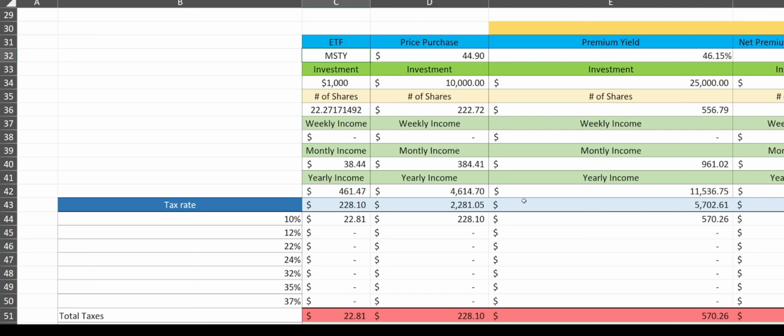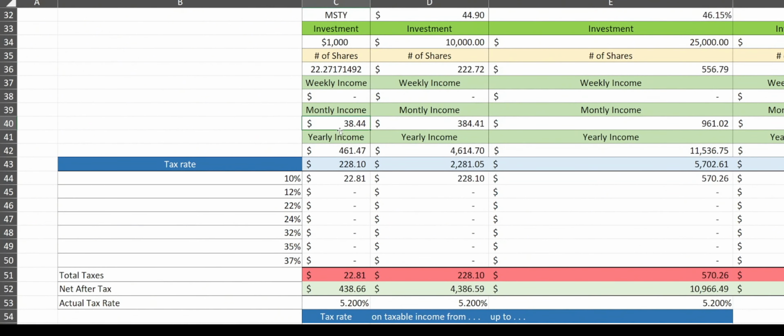So let's start talking about FOMO 1 and discuss these chart details. As we mentioned earlier, we're going to have a share price of $44.90 for FOMO 1. For a $1,000 investment, that's going to be 22.27 shares. Monthly income is going to be $38.44. Over a year, that's $461.47. Because of return of capital considerations, the return of capital is about 50% for MSTY, so the other 50%, or 49.43% to be exact, has to be taxed at ordinary income levels.